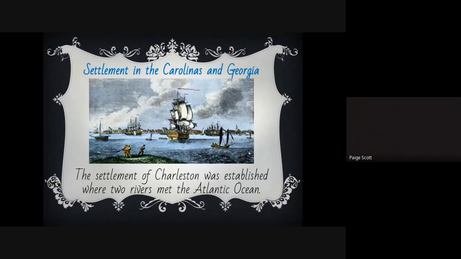So in the book, you guys will read about the placement of Carolinas and Georgia. We will find the settlement of Charleston, which was established where two rivers meet for the Atlantic trade. And here we'll talk about how a lot of trade happened here, mainly because the two rivers met and it was a perfect trade harbor.